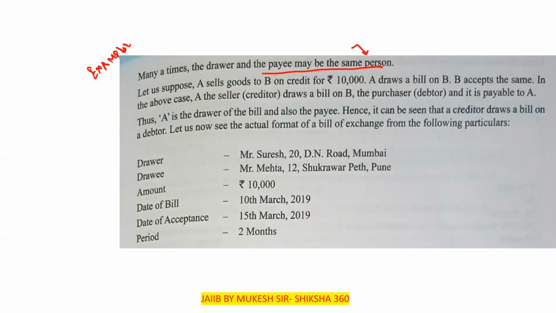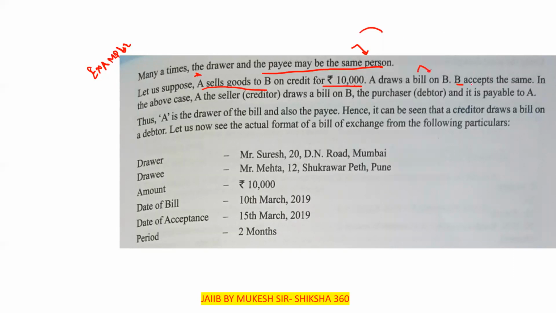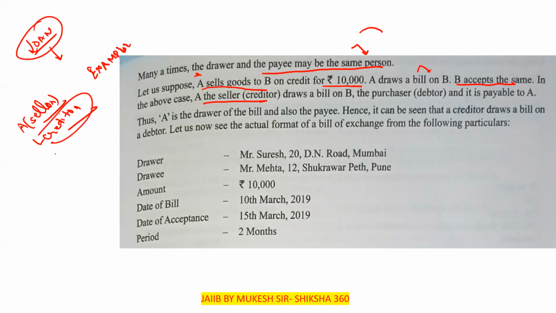Let us suppose A sells goods to B on credit for rupees 10,000, that is, not taking the payment. So A draws a bill on B and B accepts it. In this case, A is the seller and also the creditor. Like in the case of a loan, the bank is the creditor because the bank is funding. Here A is funding, so A is the creditor and B is the debtor.